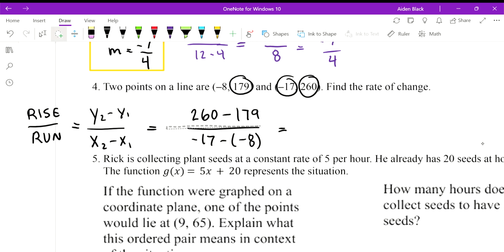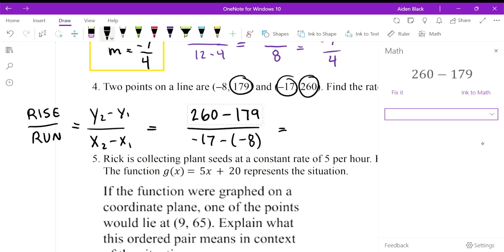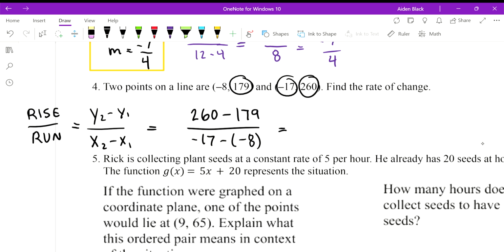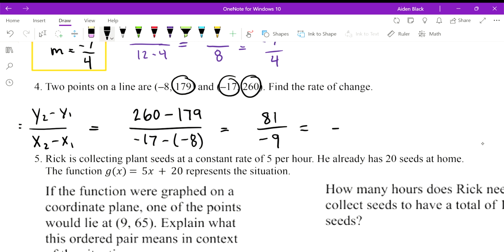What do we get here? 260 minus 179 is 81. -17 minus -8 is -17 plus 8, which should give us -9. And if we reduce this, it reduces simply to -9. Because if you divide the top by 9, you get 9. If you divide the bottom by 9, you get -1. 9 divided by -1 is just -9.